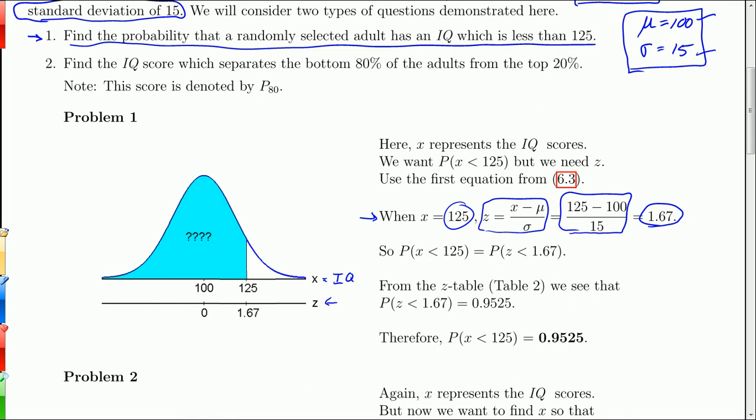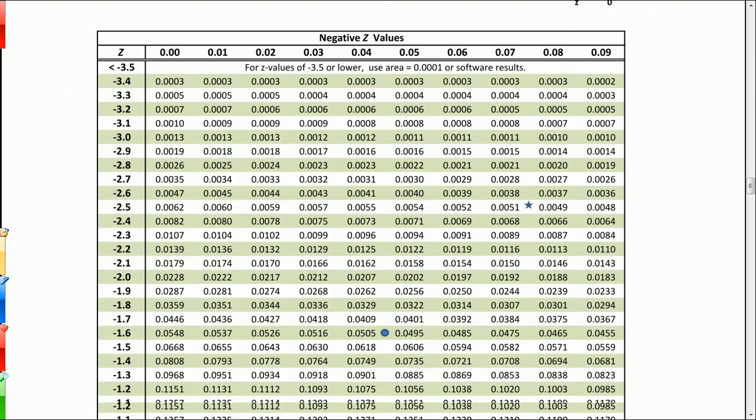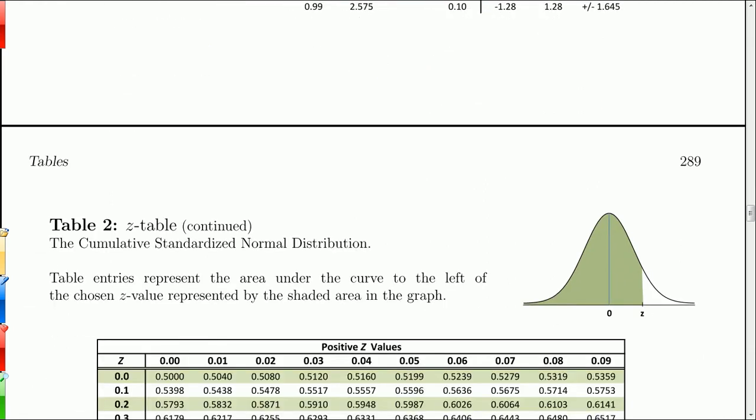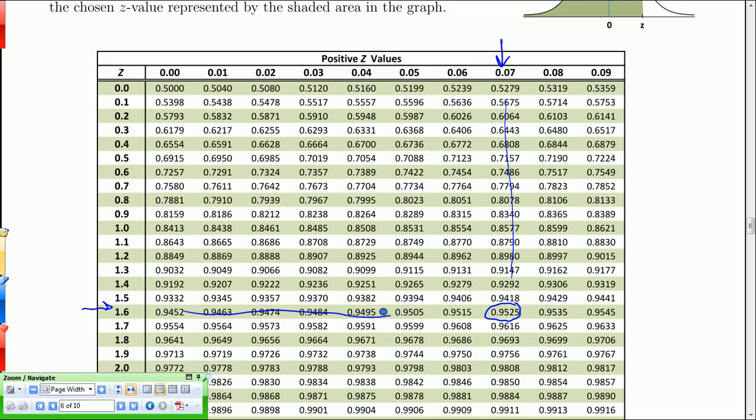Okay, so now we have a z-score, and we can get the probability that z is less than 1.67 from the table. And that's going to give us the same probability that x, the IQ, is less than 125. So let's look up 1.67 in the z table. Go to here. It's a positive, so I need the next one. Don't get dizzy here. I'm looking for 1.67. So there's the 1.6, and then 0.7. So I'm in this row, in this column, 0.9525. So that's my probability, right?